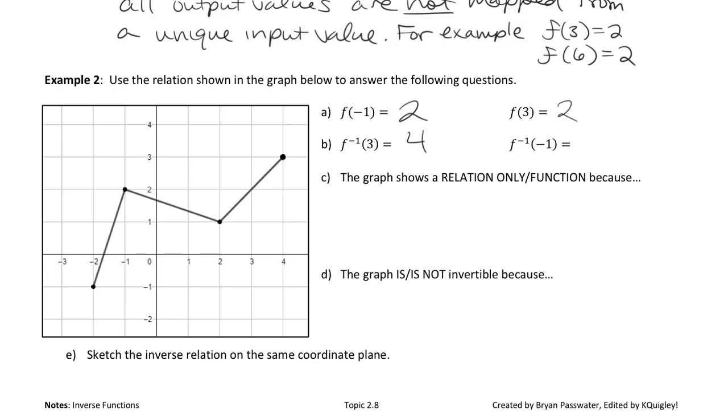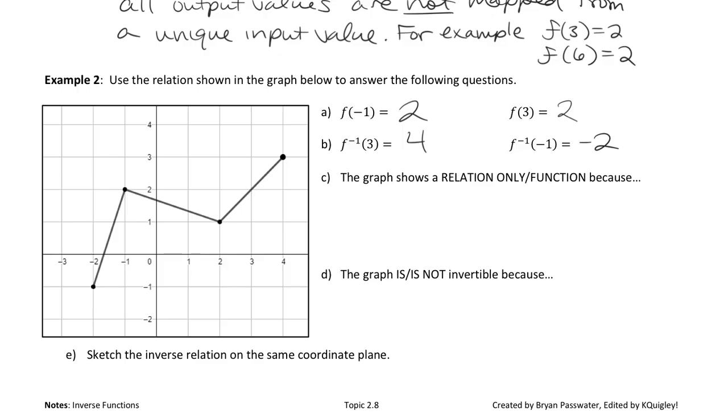How did I get the first one? Negative 1 on the x value, and then 2, and then 3, and then 2. And then for f inverse of 3, I look at 3 on the outputs. The input value that got me there was 4. What about f inverse of negative 1? Negative 2. Very good. Now, the graph shows a relation only or a function.